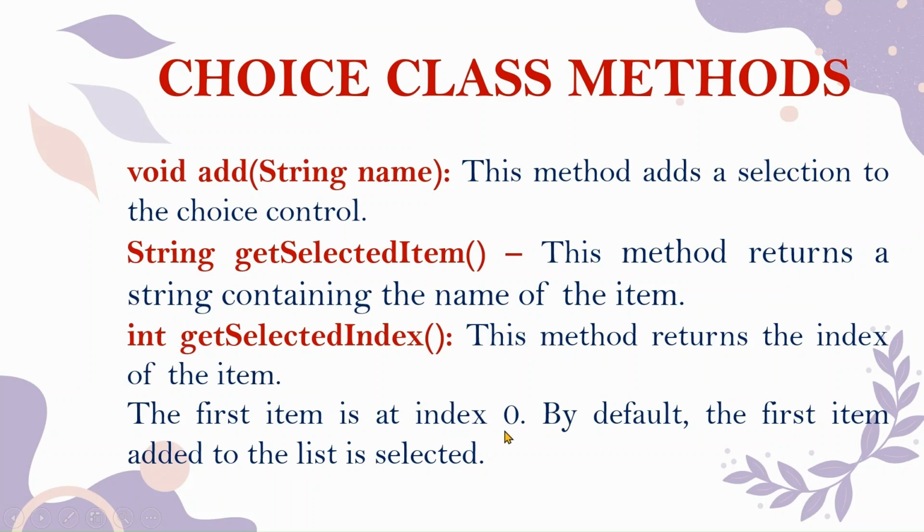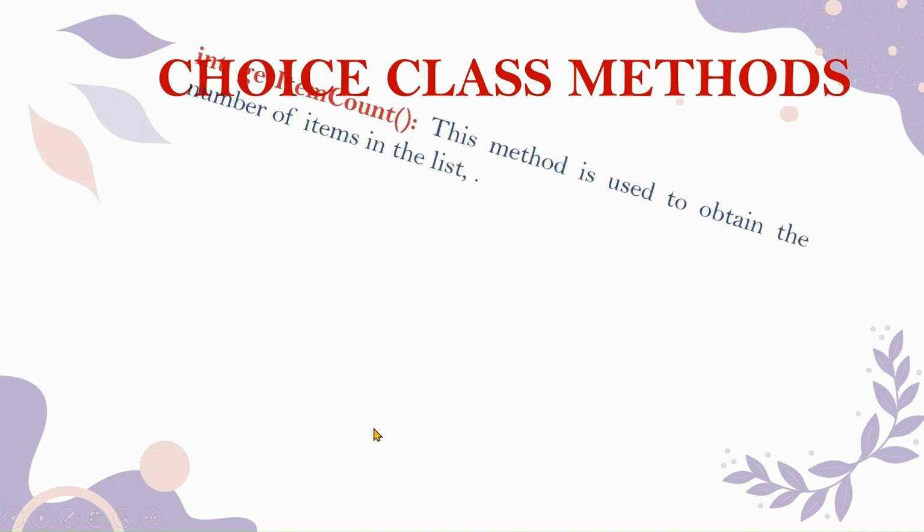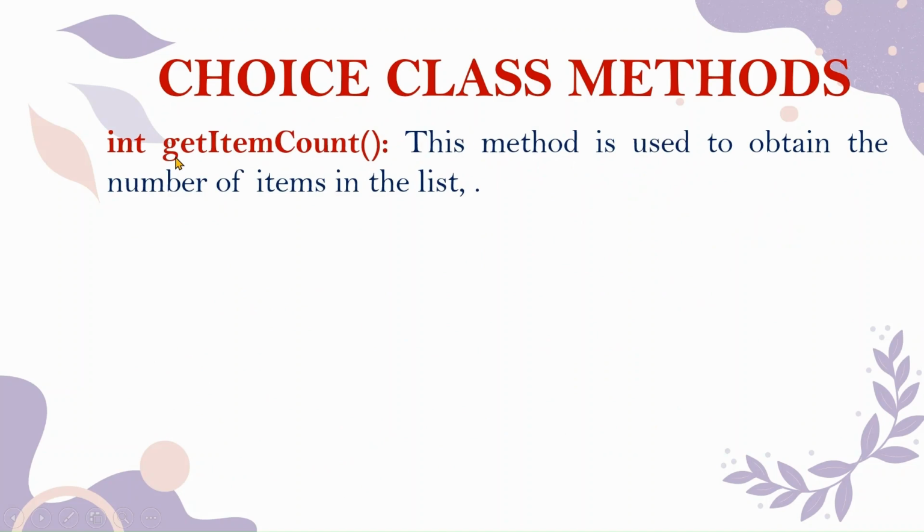The first item in the index starts from 0, and by default the first item added to the list is selected. So if you add 5 elements, the first element will be shown on screen by default. Later on you can select the other one. Now there is a method called getItemCount, which returns an integer. This method is used to obtain the number of items in the list. Suppose you have five options and I want that count. Then you can call object.getItemCount. It returns an integer.